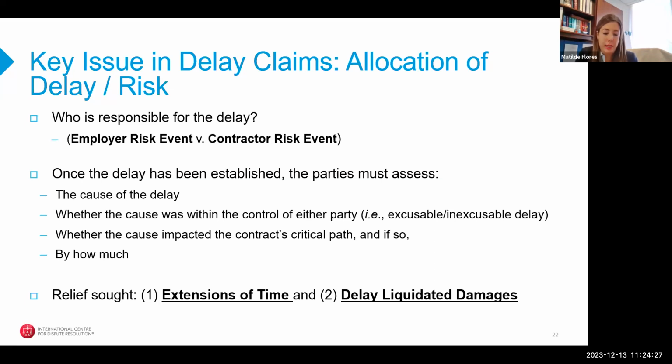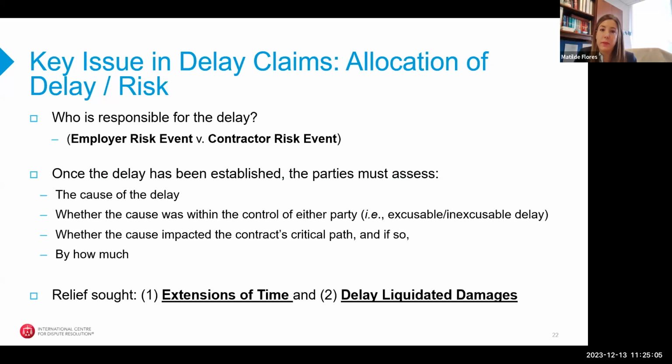And the starting point to assess this risk allocation is the contract itself. So the terms of the contract will provide clauses on what constitutes an employer risk event. So an event or cause of delay, which under the contract is at the risk and responsibility of the employer. So the risk that the employer assumed under the contract, or a contractor risk event on the other hand. So an event or cause of delay, which under the contract is at the risk and responsibility of the contractor. And once we have a delay in a project, the issue will focus on categorizing that delay into one of these two buckets. And how do we go about doing that?